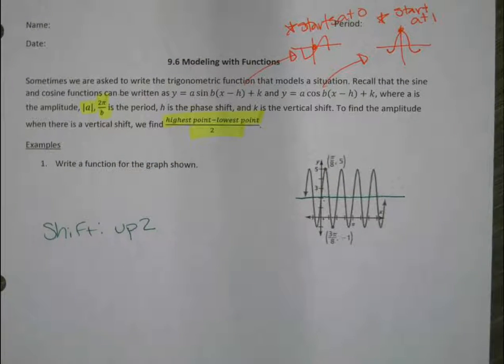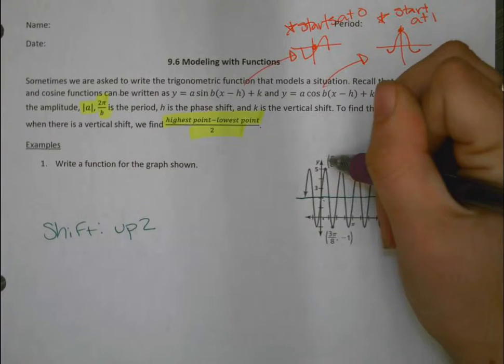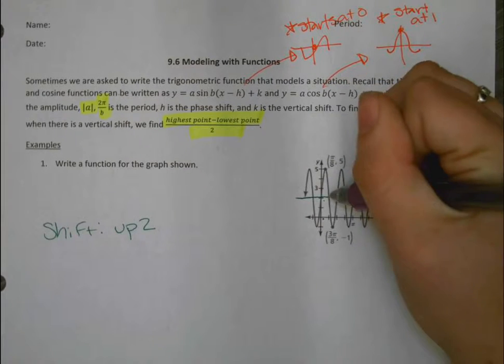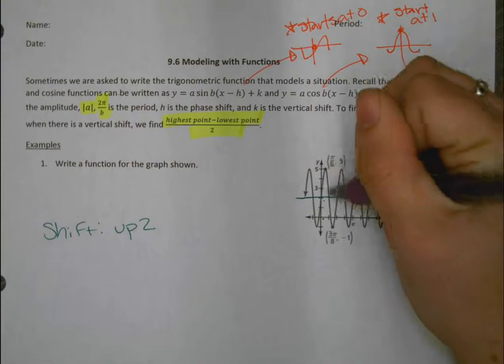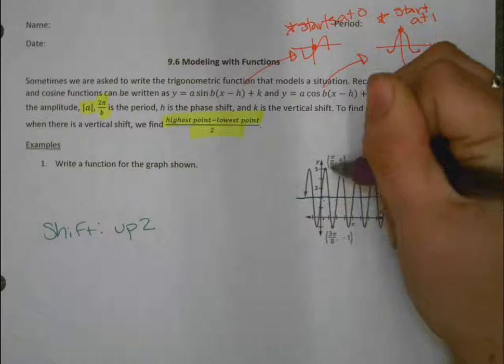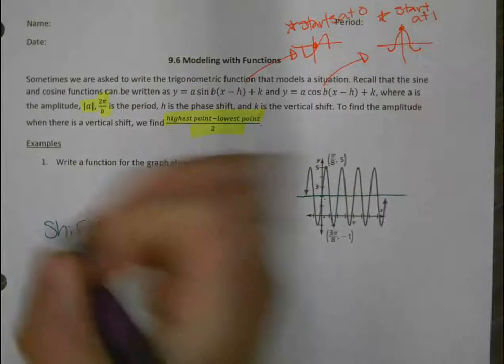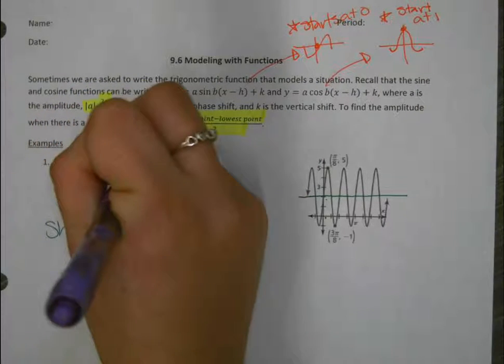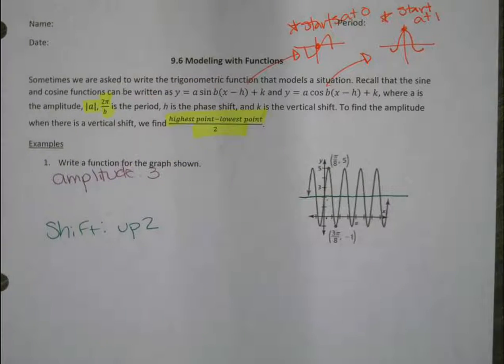Then what I want to do next is figure out my amplitude. This is how far I'm going up, or how far down. Each way I'm going 3. So I'm going 3 up to get to 5, or I'm going 3 down to get to -1. So my amplitude is 3.